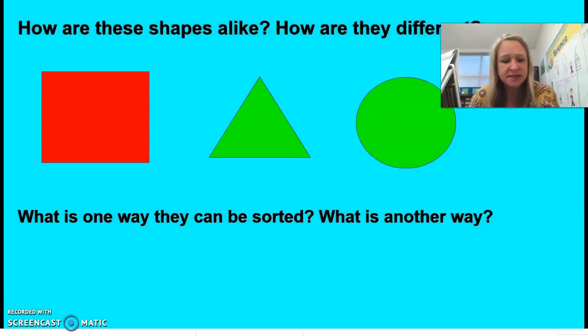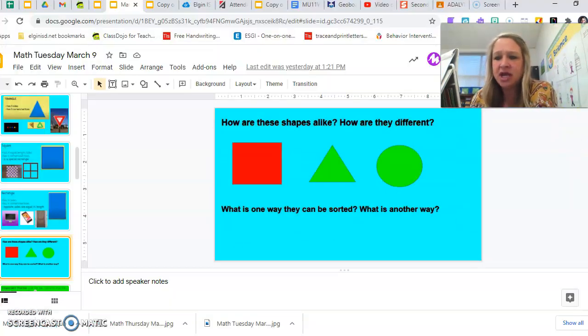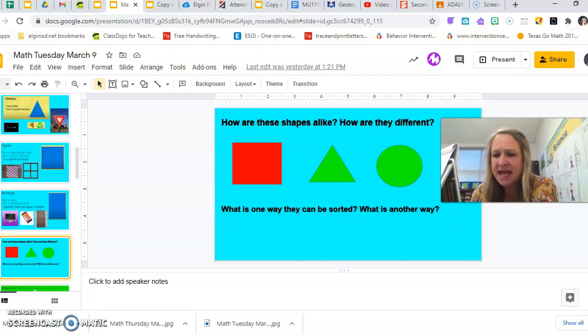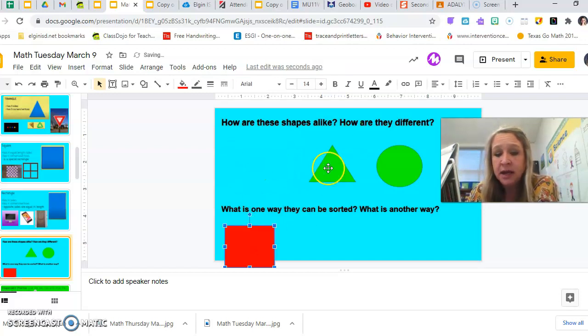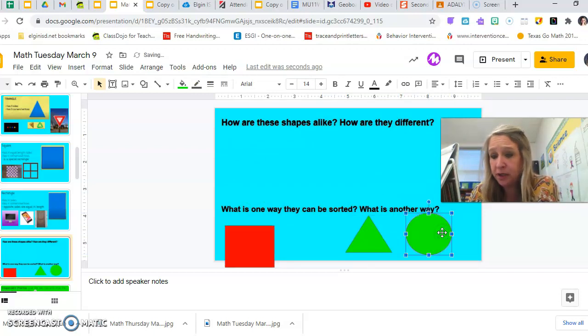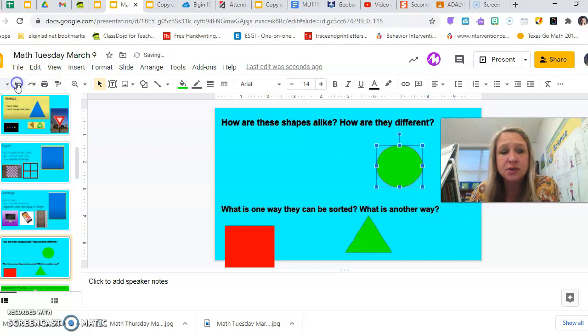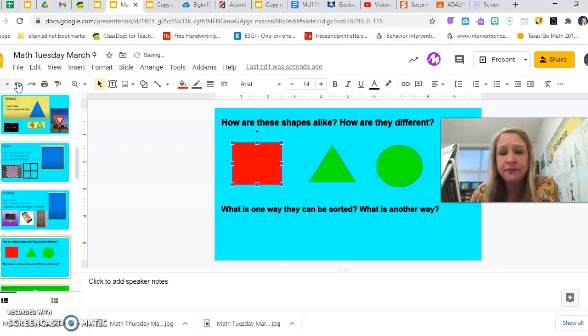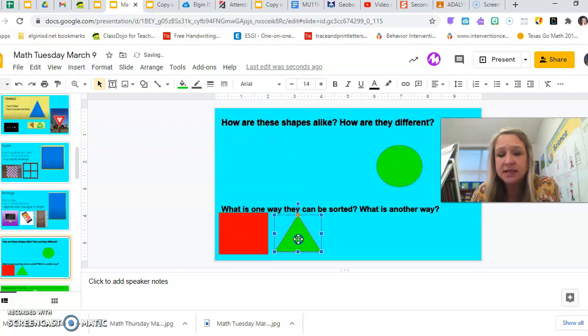Now let's look at these shapes. How are these shapes alike? How are they the same? Think about that for a minute. What's one way we can sort them? We can put the red ones over here and the green ones over here. Yep, we can do that. What's another way we can sort them? This one has straight sides, and this one has straight sides, and this one does not.